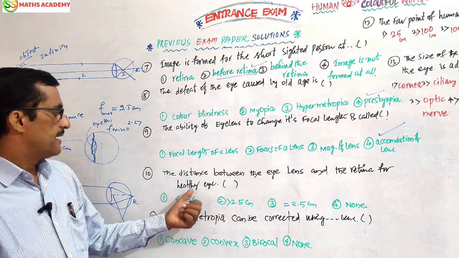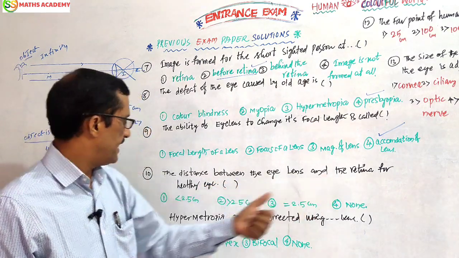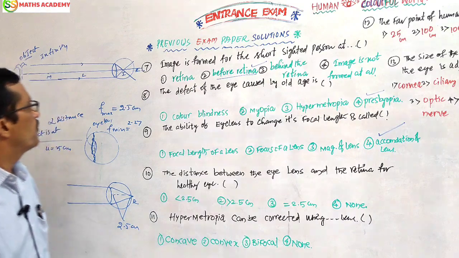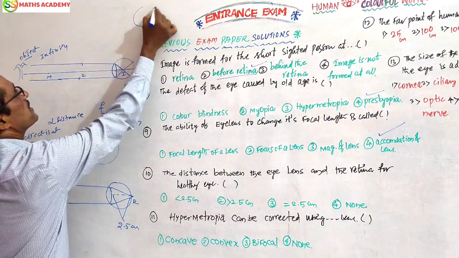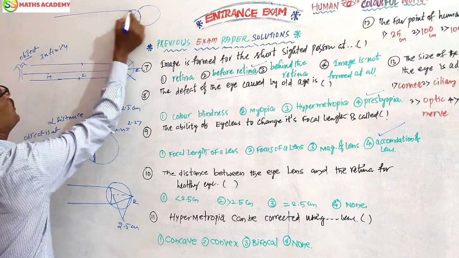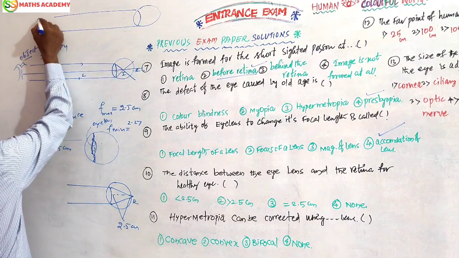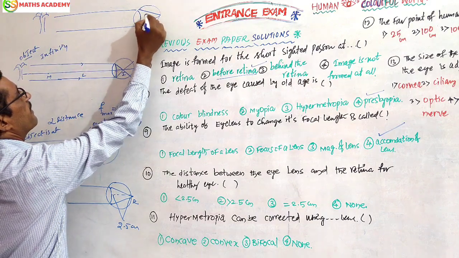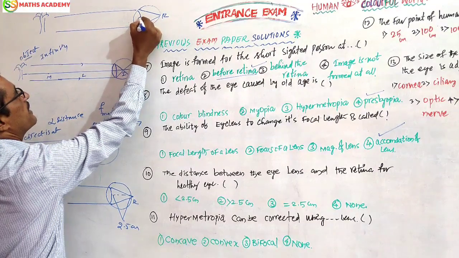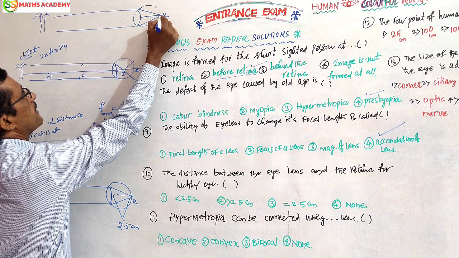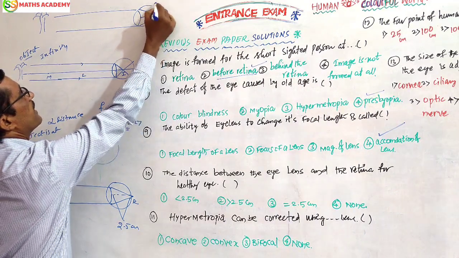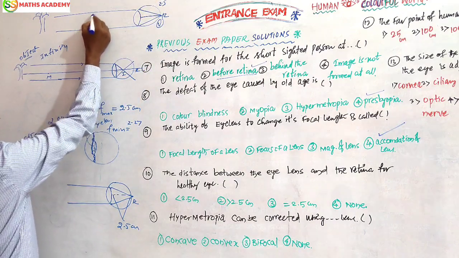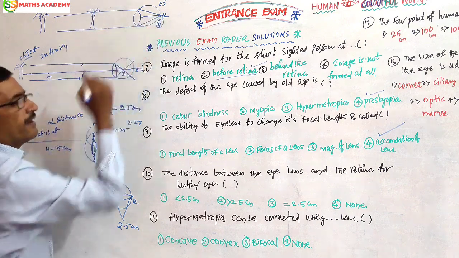Okay, children? Right. The distance between the eye lens and the retina of a healthy eye is always 2.5 centimeter. Why? Just to take one example, in a healthy human eye, suppose the object is at a far distance, the image is formed exactly on the retina. Therefore, the distance from the eye lens to the image, the image distance v, is equal to 2.5 centimeter. If the object is near also, the image is formed on the retina.